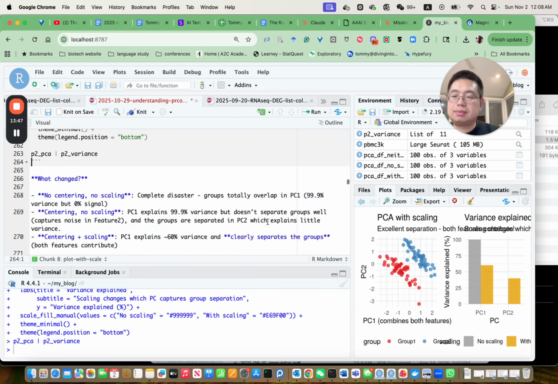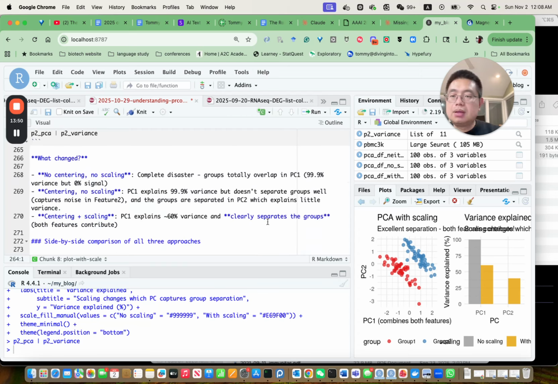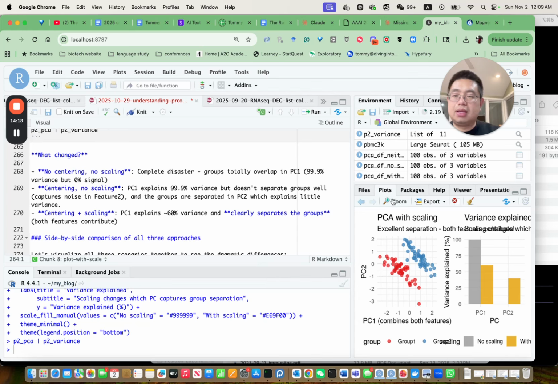So what has changed? No centering, no scaling, it's a disaster. Groups totally overlap in principal component 1. If you do centering and no scaling, PC1 explains 99.9% of variance, but it doesn't separate the groups well. It captures the noise in feature 2, and the groups are separate in PC2, which explains a little variance. If we do centering and scaling like here, PC1 roughly explains 60% of the variance, and now it also clearly separates the groups. Actually, both features can contribute.